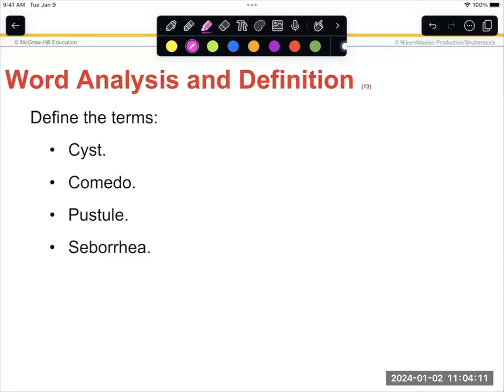Seborrhea. Let's look into seborrhea here. It's a noun. We have the suffix rrhea, which means to flow. Our combining form, sebo, means sebum. So seborrhea means excess amount of sebum.